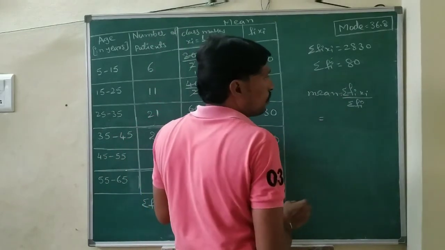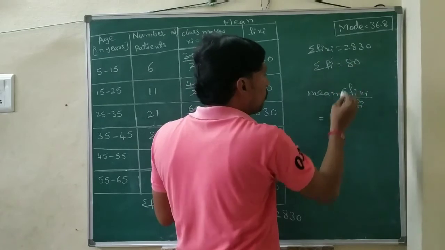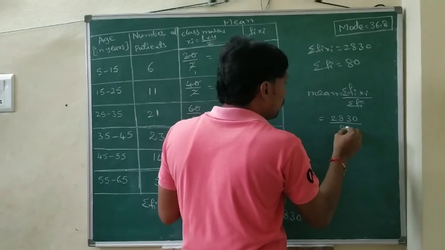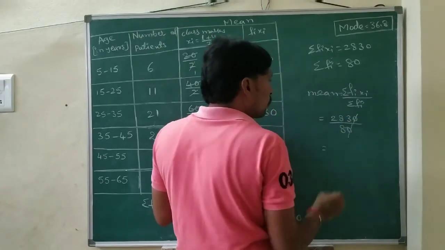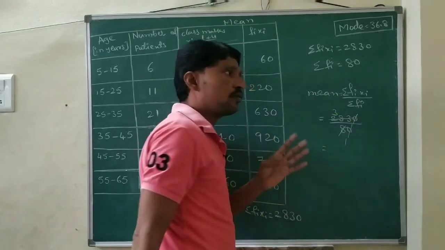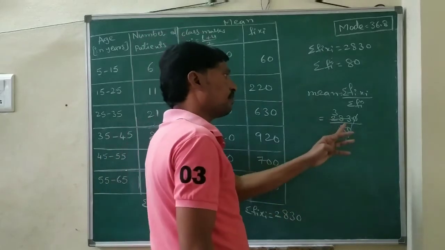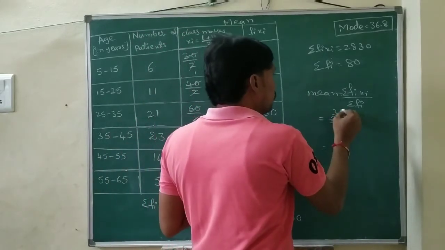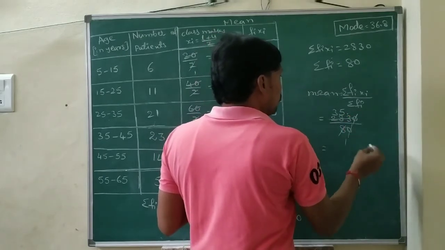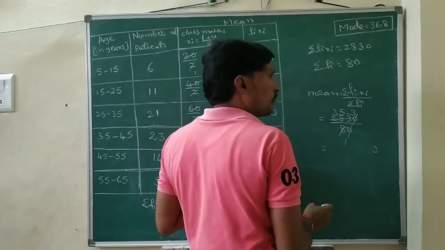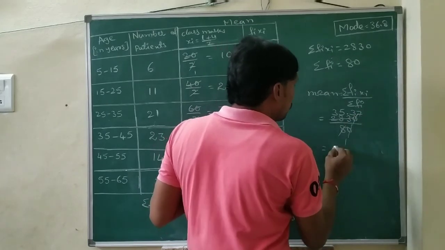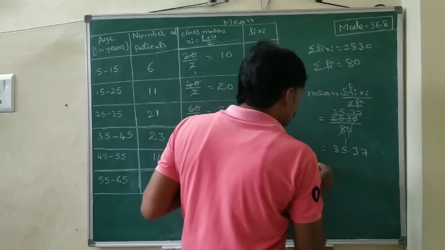So mean x bar equals sigma fi xi by sigma fi, which is 2830 by 80. The zeros get cancelled, so 283 by 8. 8 1s are 8. 8 3s are 24, means 4 remained, so it is 43. 8 5s are 40, means 3 remained. Next, 8 3s are 24, means 6 remained. 8 7s are 56. So we get 35.37.